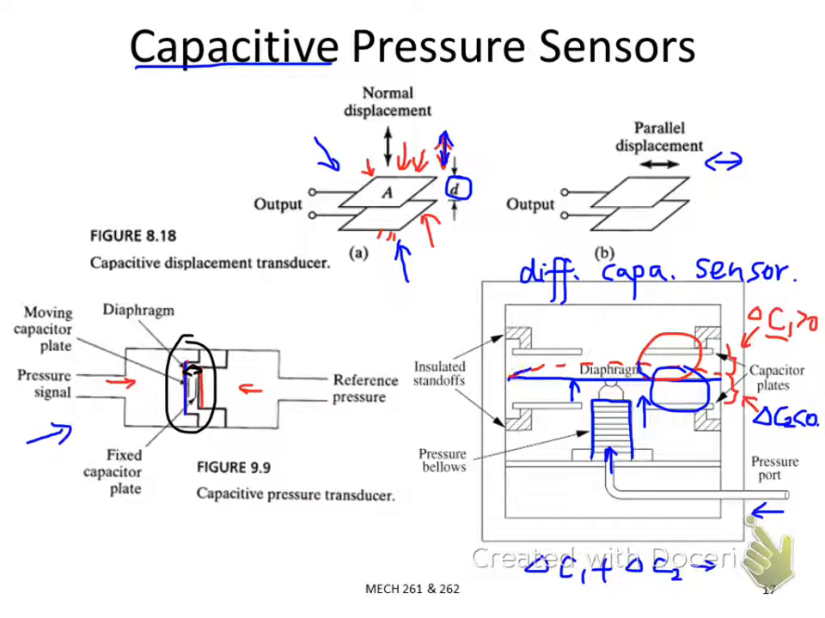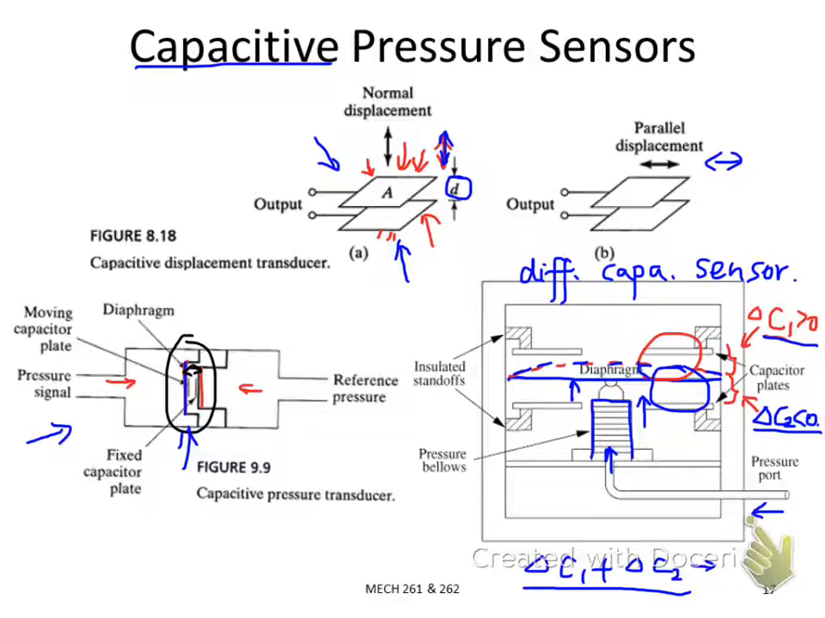A differential sensor is basically one parallel plate and the other parallel plate. Once you have this deformation, one capacitance will increase and one capacitance will decrease, and then we sum up the two changes, and that gives us a better output, or a higher sensitivity. So just remember, differential capacitive sensors will have a higher sensitivity than a simple parallel plate capacitive sensor.